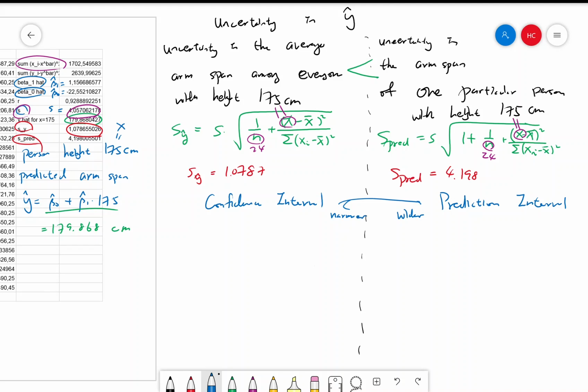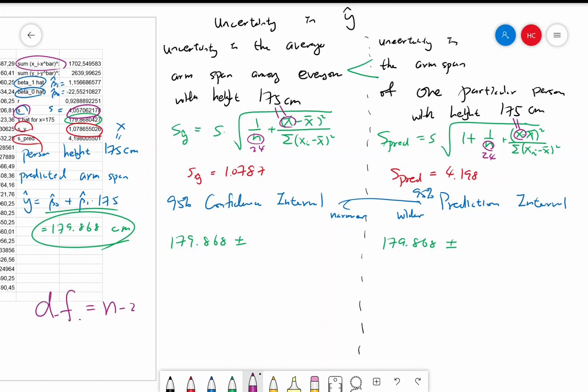Now suppose in our example we want to create a 95% confidence interval and a 95% prediction interval. First we find a center. The center is the predicted value, so 179.868 is our center. Plus or minus, the degrees of freedom is still n minus 2, which is 22.